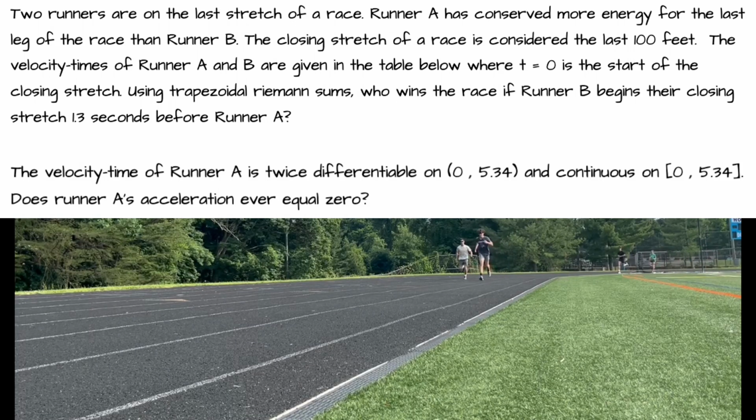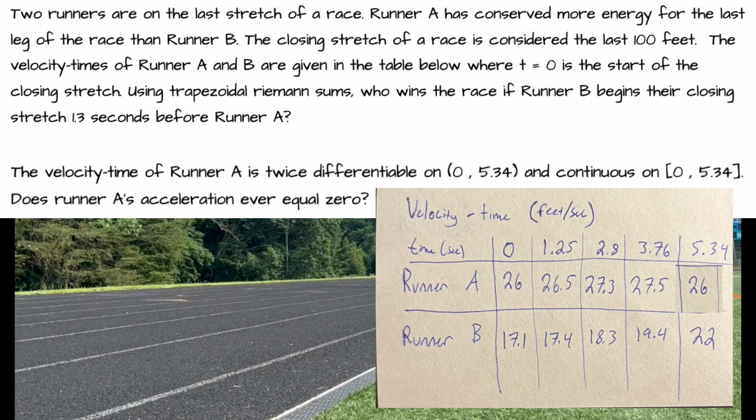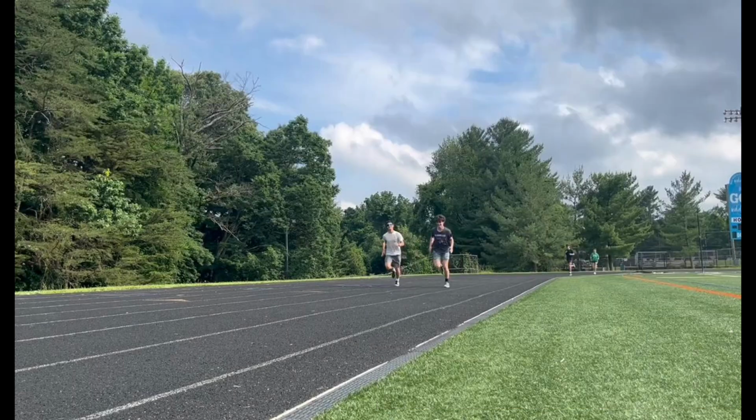Two runners are on the last stretch of a race. Runner A has conserved more energy for the last leg of the race than runner B. The closing stretch of a race is considered the last 100 feet. The velocity times of runner A and B are given in the table below, where t equals 0 is the start of the closing stretch. Using trapezoidal Riemann sums, who wins the race if runner B begins their closing stretch 1.3 seconds before runner A? What is the guaranteed acceleration of runner A?